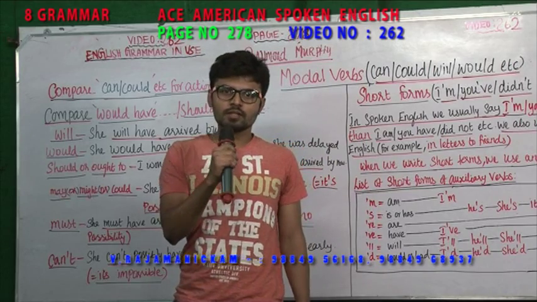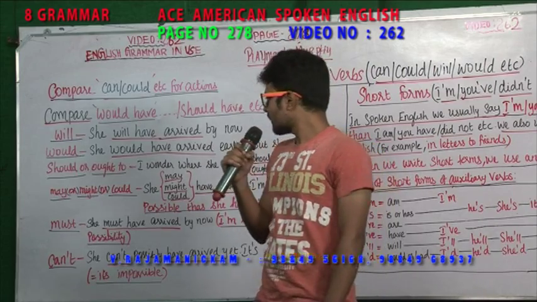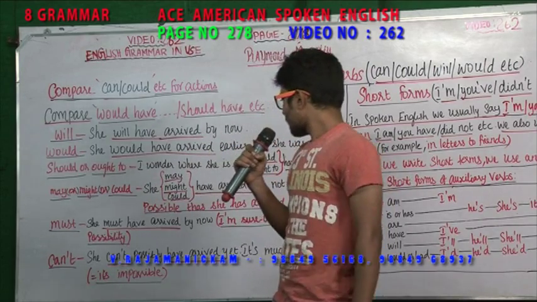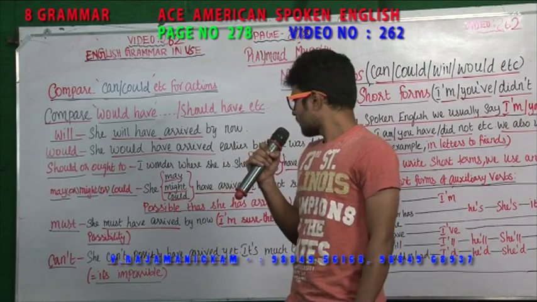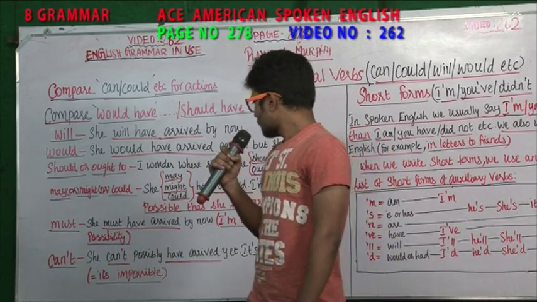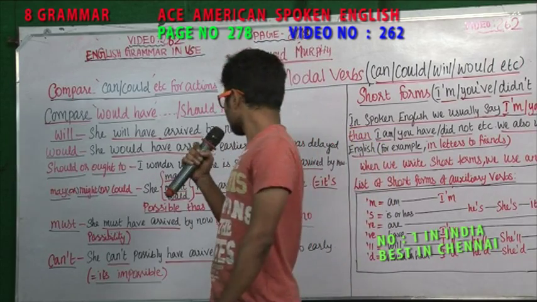There are more possibilities. She will be here, like sure. She cannot possibly have arrived yet. It means it's impossible. It's a present impossibility.